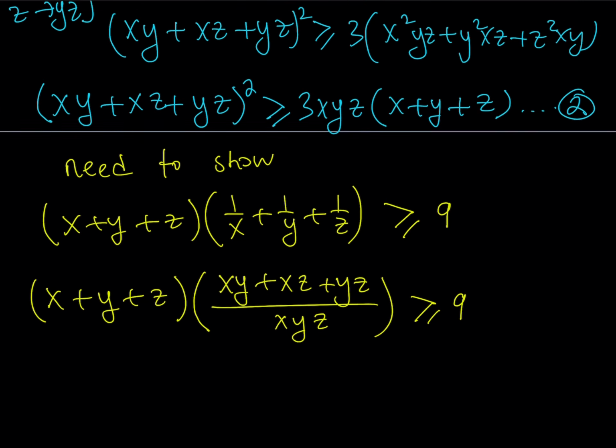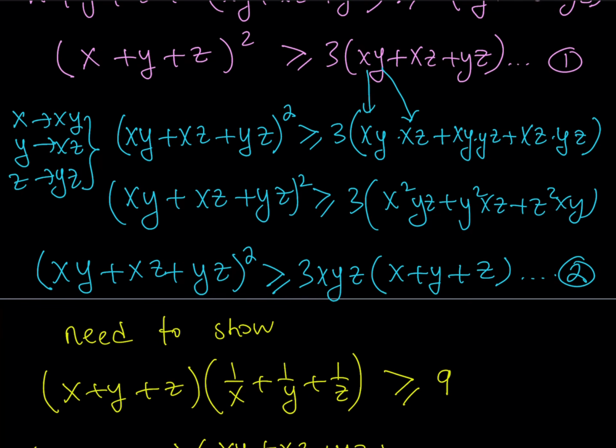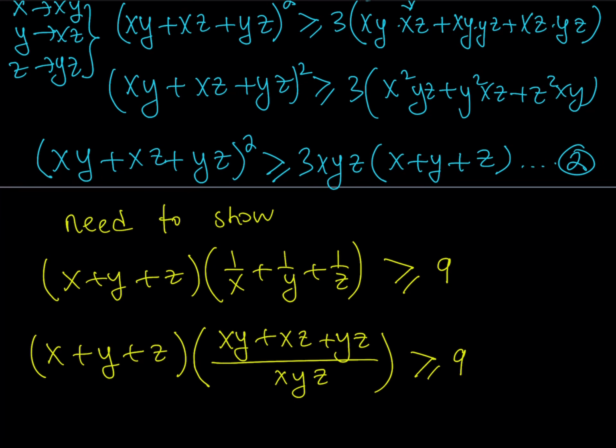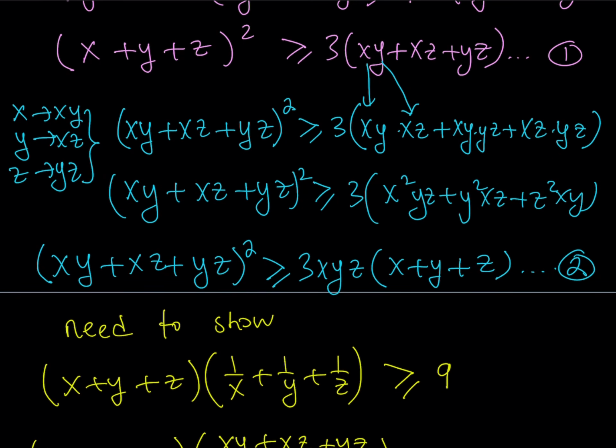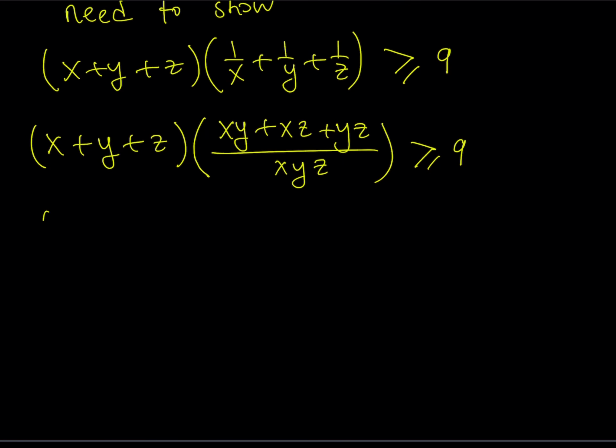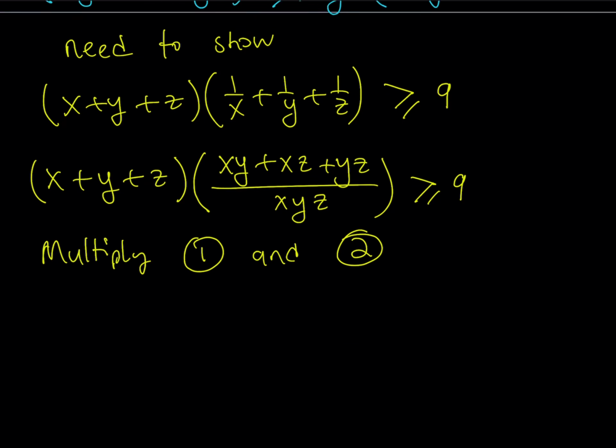So what do I have now? I have inequalities number 1 and number 2. And guess what I'm going to do? If you carefully look at the inequality that you have, you already see the x plus y plus z and xy plus xz plus yz on the left-hand side. And if you look at number 1 and number 2, you notice that we have the same expressions on the left-hand side, but they're squared. But that's okay. We can take care of that. So we're going to multiply number 1 and number 2. And that's going to give us what we want.